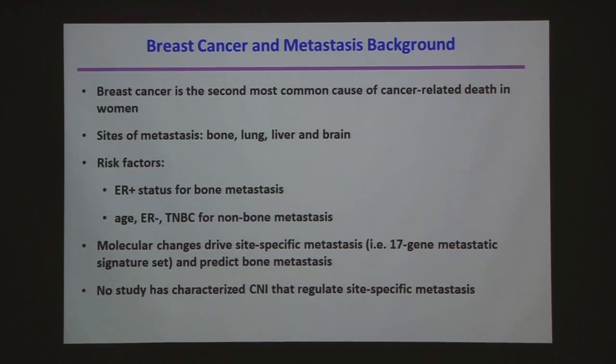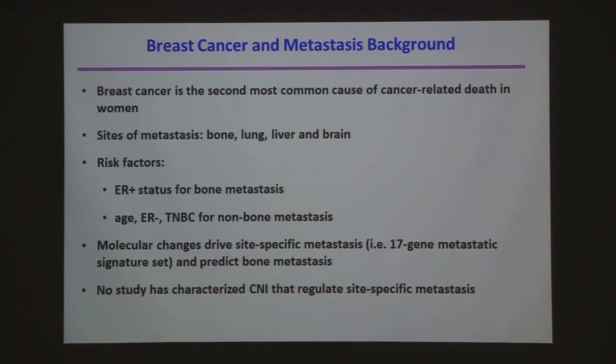We were also looking at major changes that drive site-specific metastasis. In the first paper that we published from our data set, we developed this 17-gene signature, and this signature really worked well with patients that had ER-negative disease. So we're hoping with the new research that we're doing right now that we could perfect this signature, and hopefully it could be used like the Oncotype DX, which is only used for patients that have ER-positive disease.